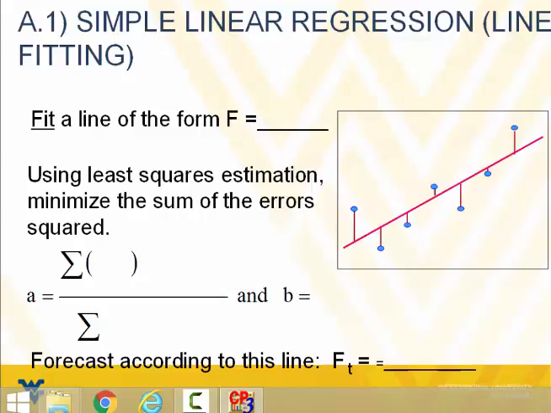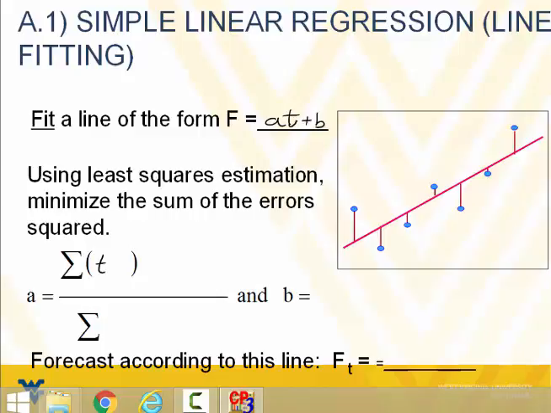And that, the equation of that line is AT plus B. So clearly, we know what T is going to be. T is our time period. We need to find out what A and B is. So A and B have to be found out from what data we have. Usually the time period in numerical order and the demand.